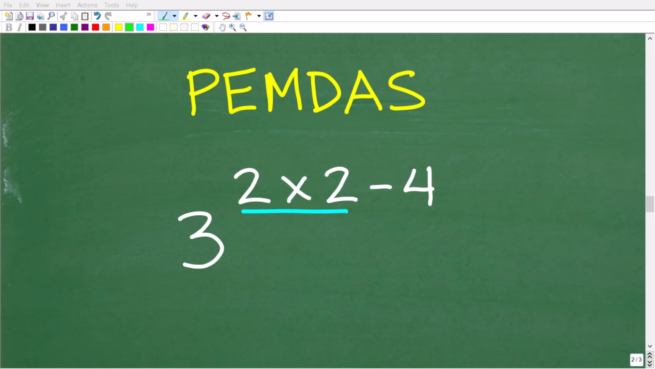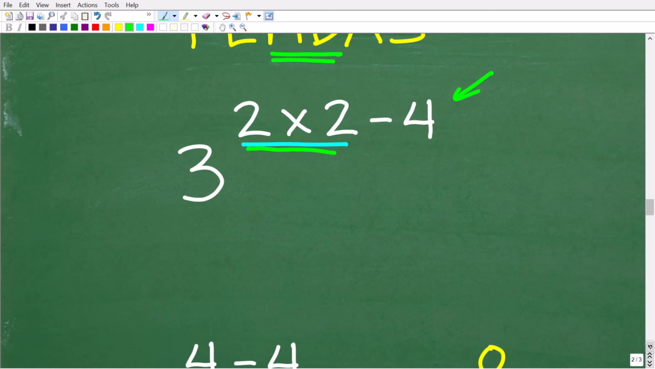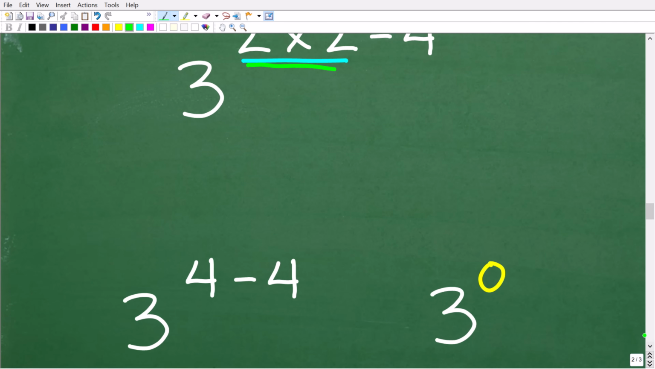Okay, so just a few more steps to take to get the right answer here. So we need to finish with all multiplication and division. So we have to figure out what 2 times 2 is, get that answer, and then subtract 4. So 2 times 2 is, of course, 4. So we're going to end up with this expression right here, 3 to the 4 minus 4 power. All right, so 4 minus 4 is, of course, 0. So now we have this expression right here.